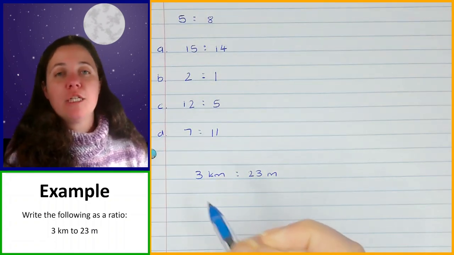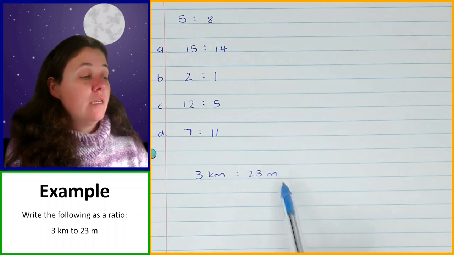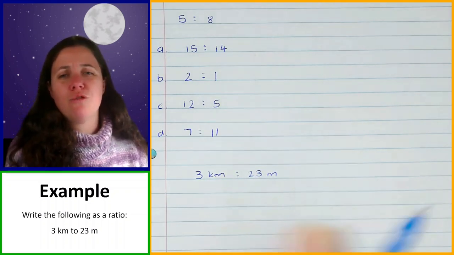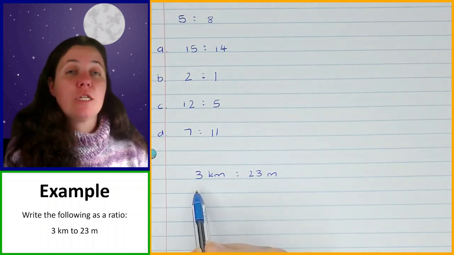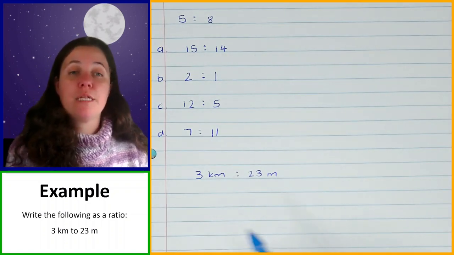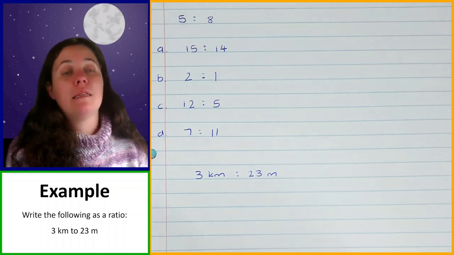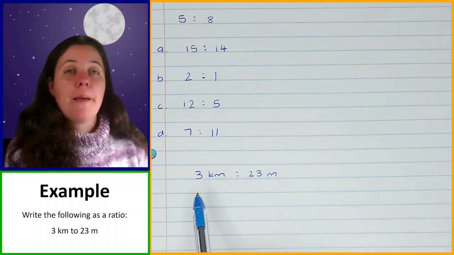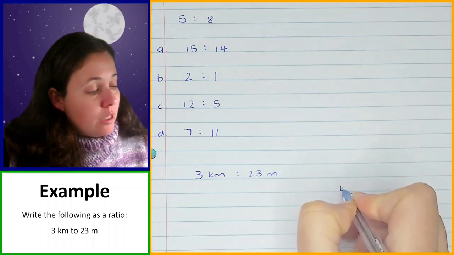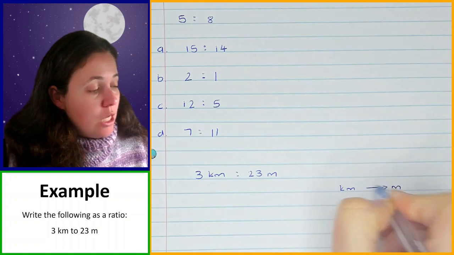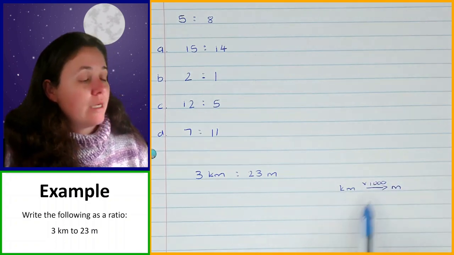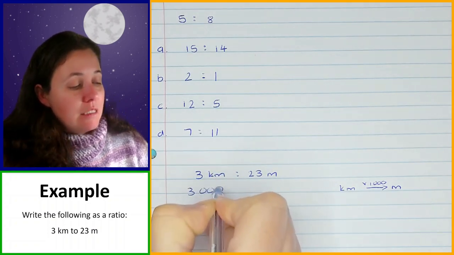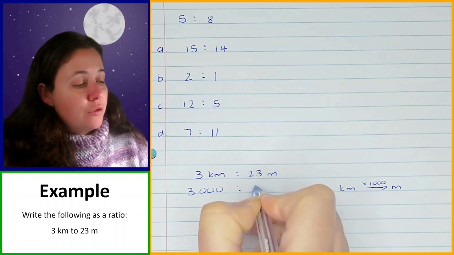Now I always recommend changing to the smaller unit of measurement. So in this case, that's meters, because otherwise you're going to end up having fractions and decimals and it just gets a bit messy. So it's easier to rather change to the smaller unit of measurement, because then you're going to be multiplying by something rather than dividing. So over here, I'm going to change the kilometers to meters by multiplying. To go from kilometers to meters, we multiply by 1,000. Okay, so over here, the 3 kilometers is the same as 3,000 meters to 23 meters.